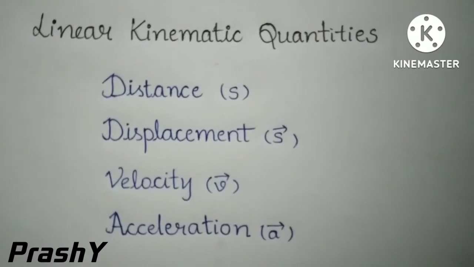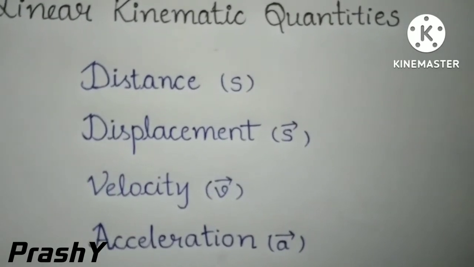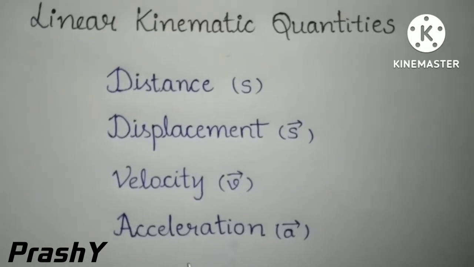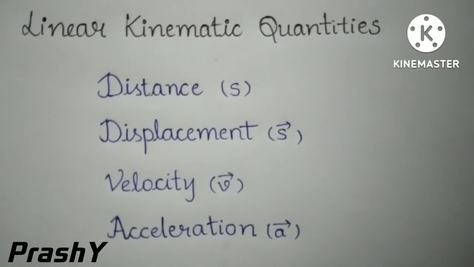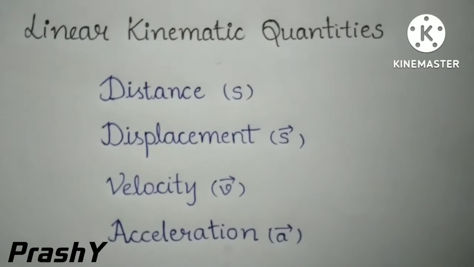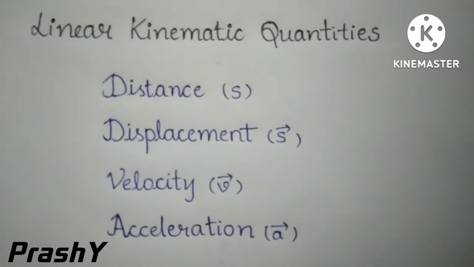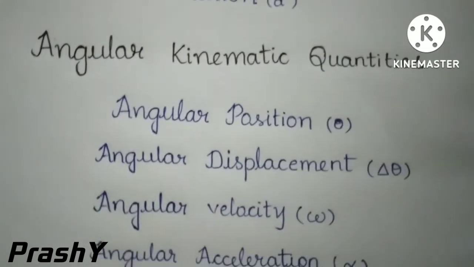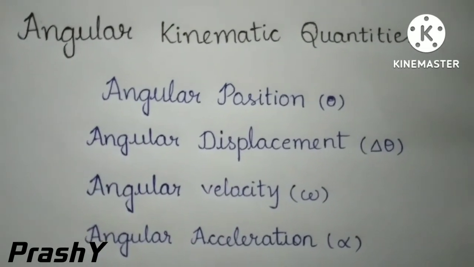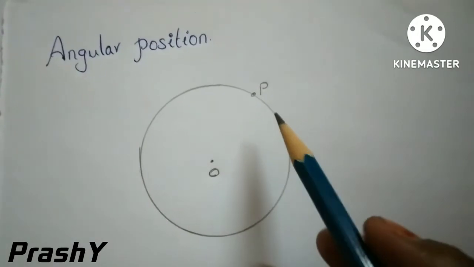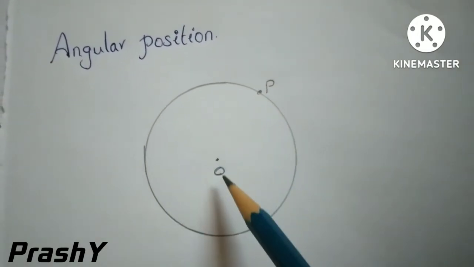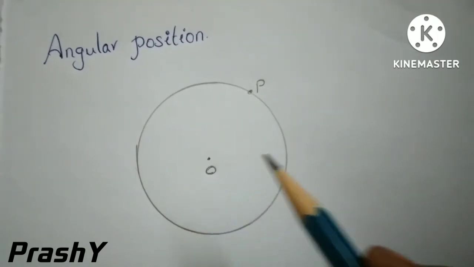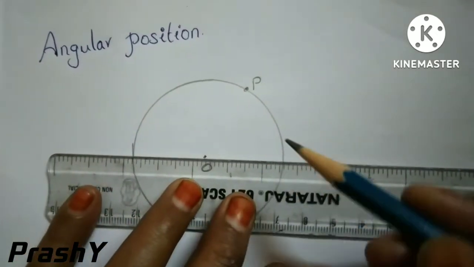To describe a particle in translational motion, we use linear kinematic quantities like distance, displacement, velocity and acceleration. And to describe a particle in circular motion, we use angular kinematic quantities such as angular position, angular displacement, angular velocity and angular acceleration. So let us see one by one. Consider a particle P moving in a circular path of center O. Let O be the origin and OX the x-axis.